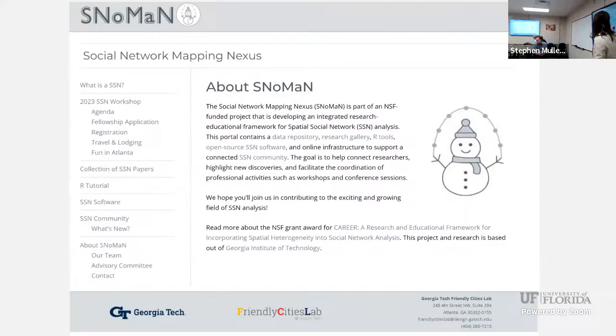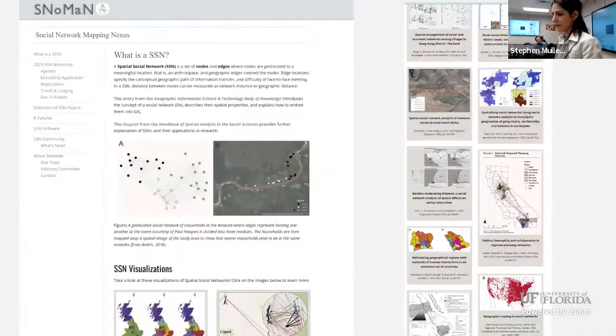So the mapping networks is part of our project to develop an integrated research and educational framework for spatial social network analysis. And so what we want to do here is bring together faculty, graduate students, researchers, and practitioners who have a spatial social network, are collecting spatial social network case studies, and want to use GIS and interactive tools to analyze them.